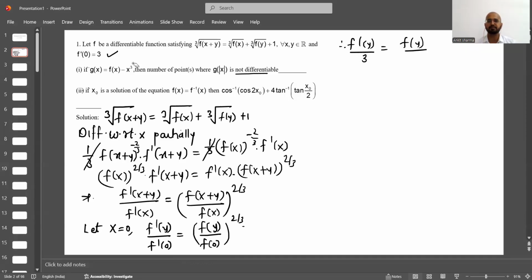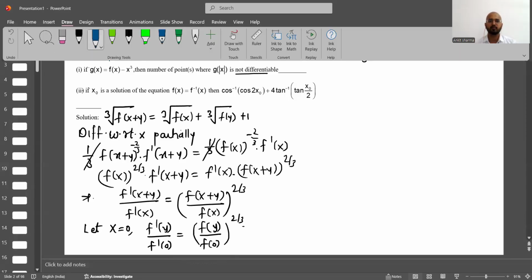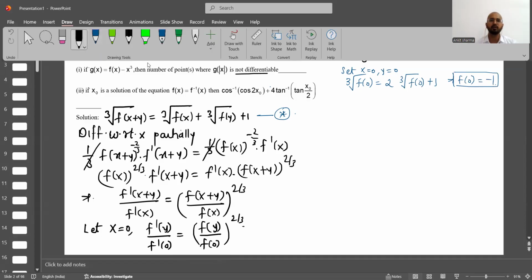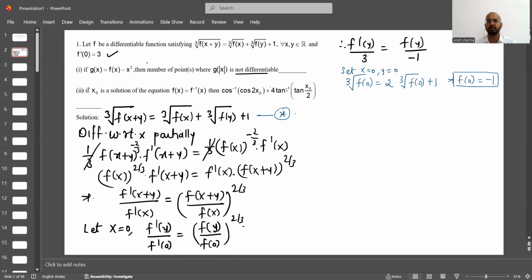What will we do here? I'll call the original equation star. In the star equation, we can plug in x equal to 0 and y also 0. Then the cube root of f of 0 is equal to 2 times cube root of f of 0 plus 1. This means cube root of f of 0 is 1 minus 2, which is minus 1, and the cube root of minus 1 is again minus 1, so f of 0 is simply minus 1. When f of 0 is minus 1, I can plug it in here.